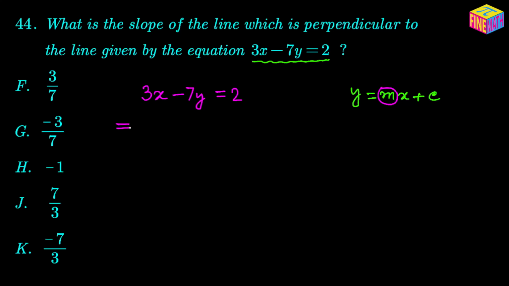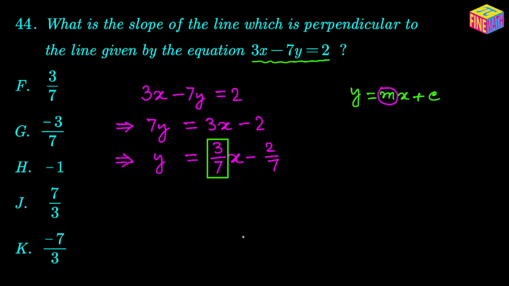Well, from here if we bring 7 times y onto the right hand side, so that will be positive 7 times y, and then on the other side we keep 3 times x, and also we bring the positive 2 onto the other side, that will become negative 2, and if we divide both sides by 7 we get y equals 3 over 7 times x minus 2 over 7. And now this is looking like y equals mx plus c form, right? Where m is actually 3 over 7.